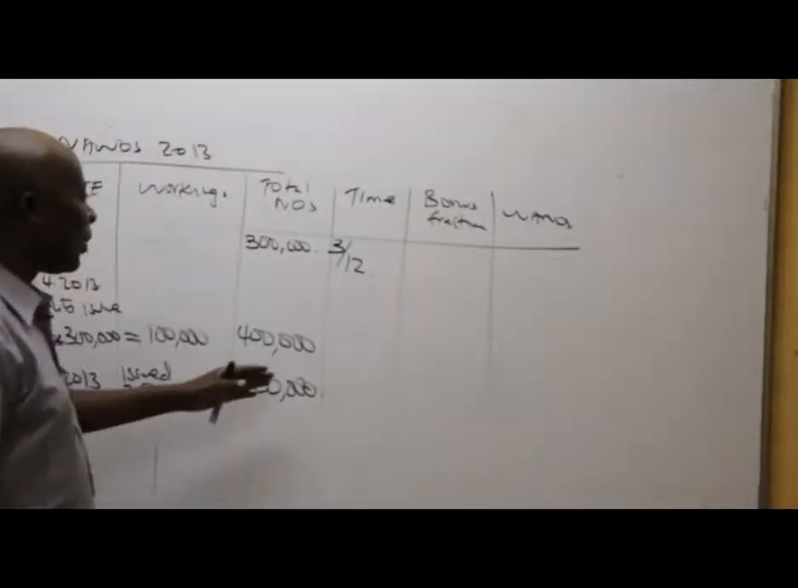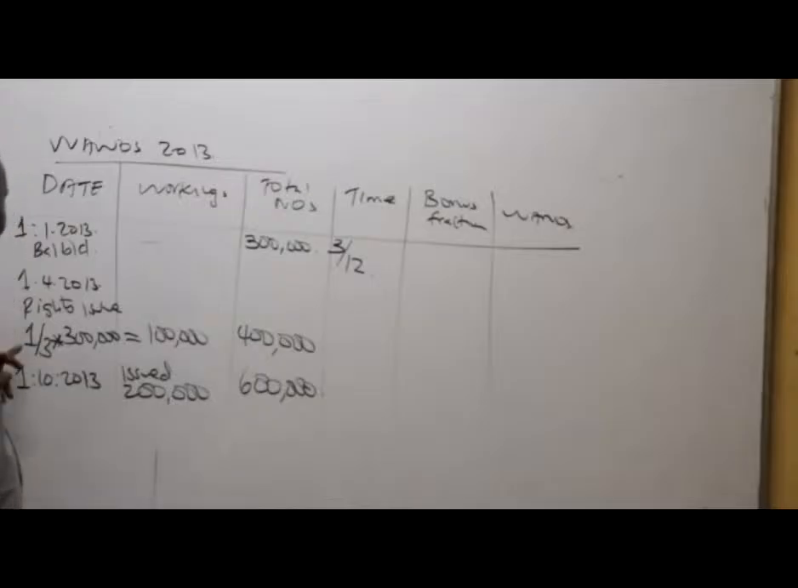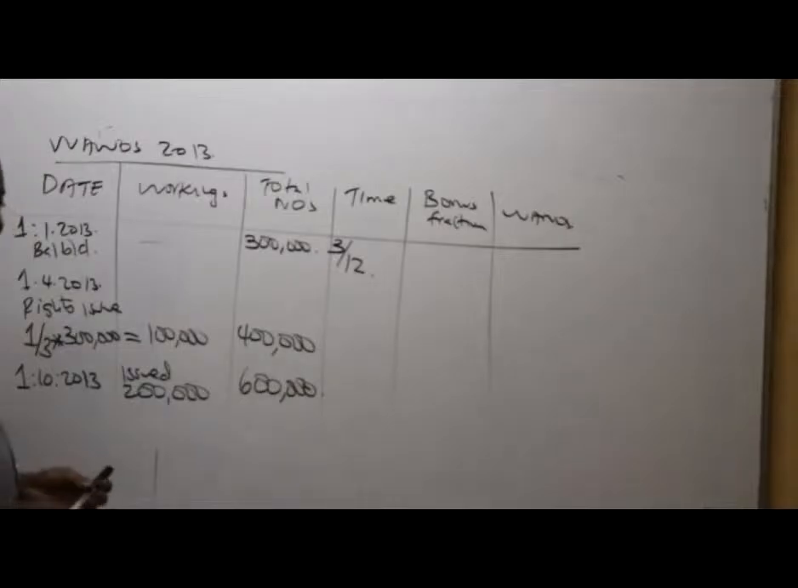So now give me the time. Tell me from 1st April to 1st October, how many months do we have in between?